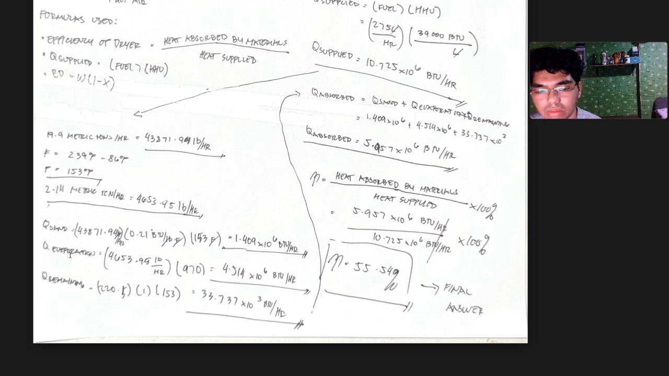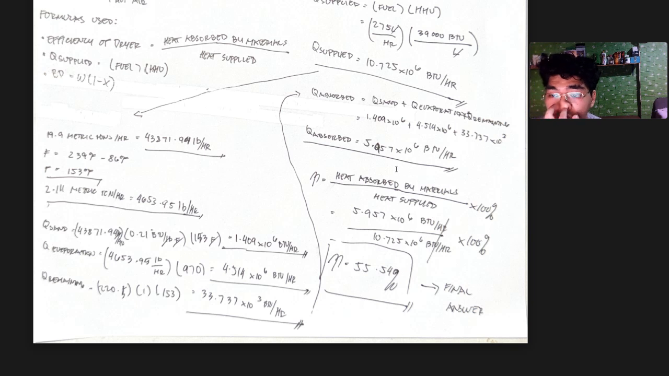Next, for the Q evaporation, 4,653.95 times 970 gives 4.514 times 10 to the 6 BTU per hour. Then the heat in the remaining moisture is 220.5 times 1 times 153 Fahrenheit. We will have an answer of 33.737 times 10 to the 3 BTU per hour. We add them all to get the heat absorbed, which is 5.957 times 10 to the 6 BTU per hour.